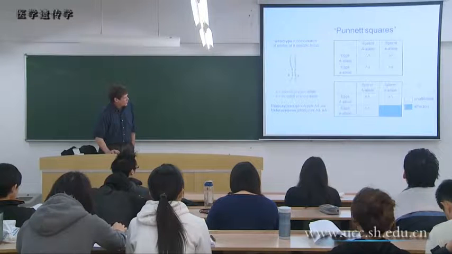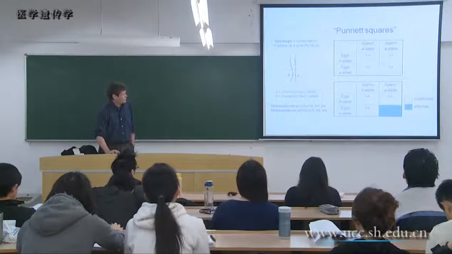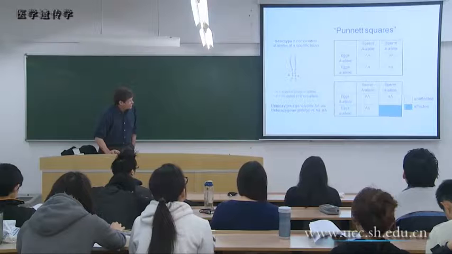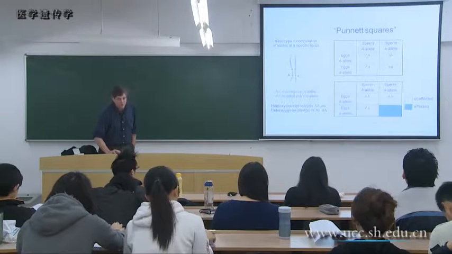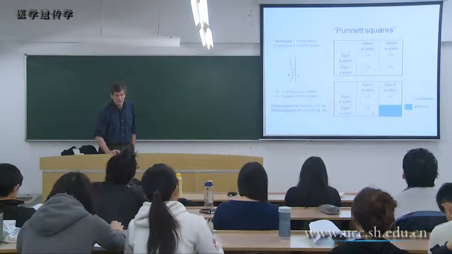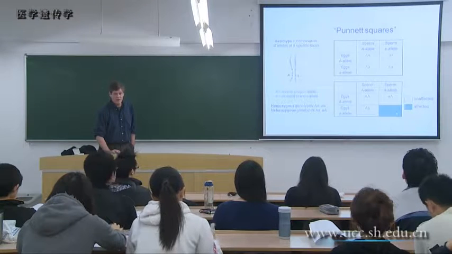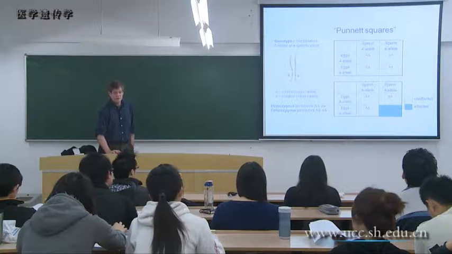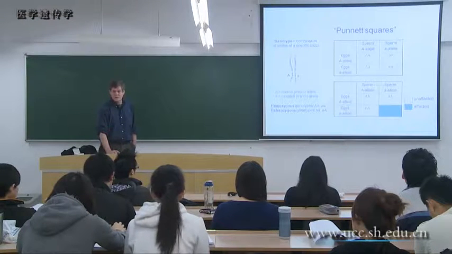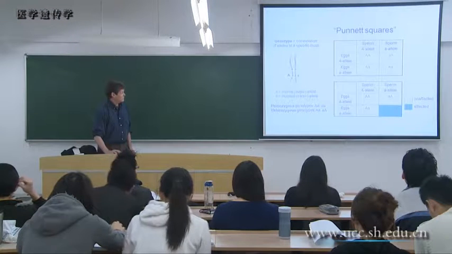Now, for a trait that is recessive, in other words, it only shows up if you have 2 mutant alleles, then you find that 3 out of 4 of the offspring will be phenotypically normal, and 1 of the 4 will have the disorder. And this 3-to-1 ratio is exactly what Mendel found when he was looking at certain recessive traits in plants.